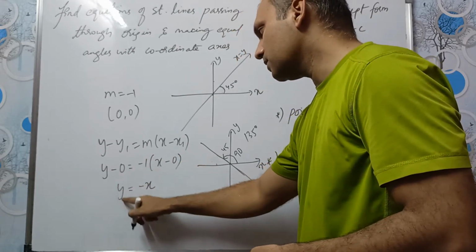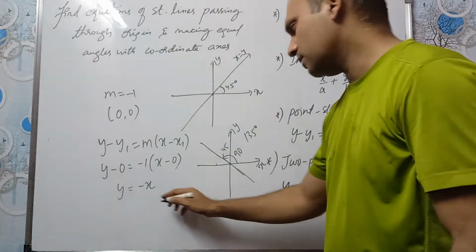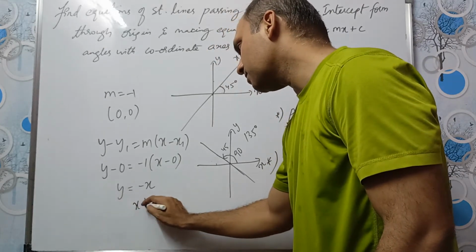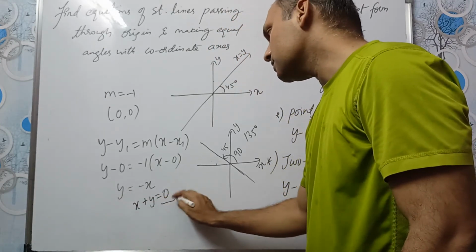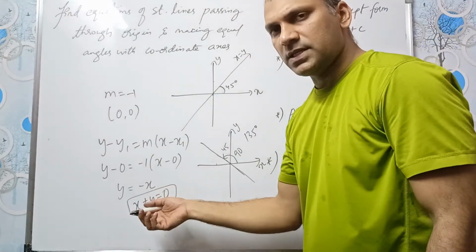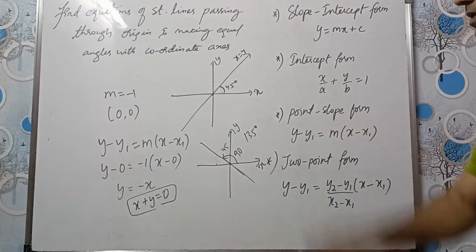See, this is y minus 0 is y, minus 1 into x is minus x. So we can send y on the other side. We'll have x plus y is equal to 0. Okay. Or we can write x is equal to minus y or y is equal to minus x also. Alright. So this was the solution for this problem.